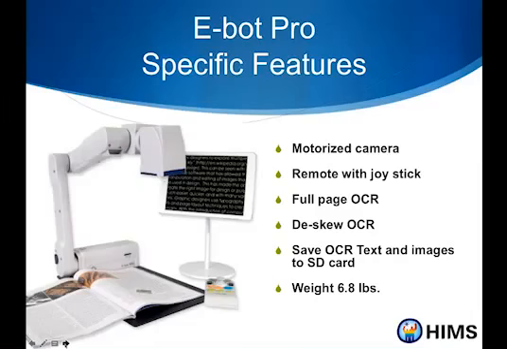With this unit also, besides the full page, you can make it do just the viewing page, a view of what it actually sees, screen image. On the E-bot Pro, it will also de-skew the OCR so it will position it correctly if they get it under there wrong. The thing that we find that people really, really enjoy with the Pro is that they can save the OCR text and images to an SD card.